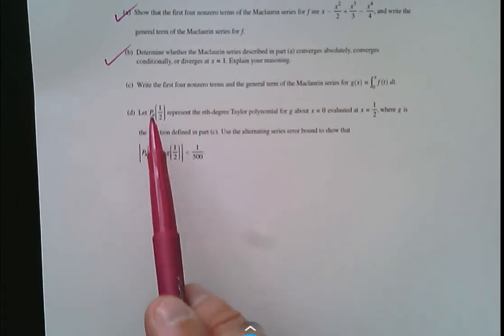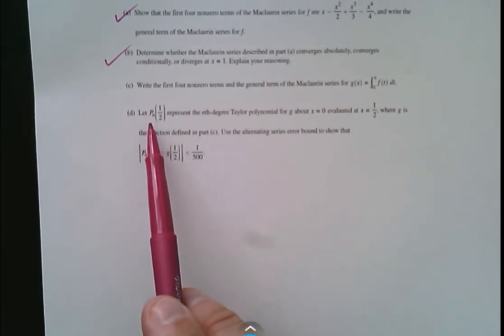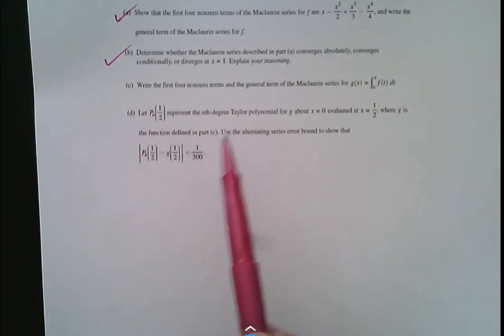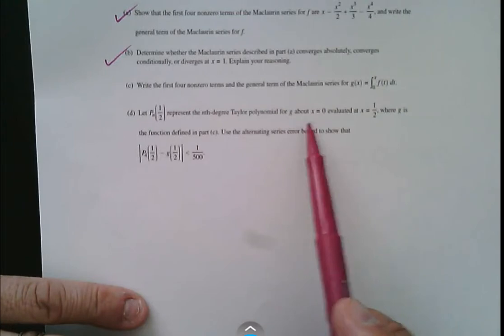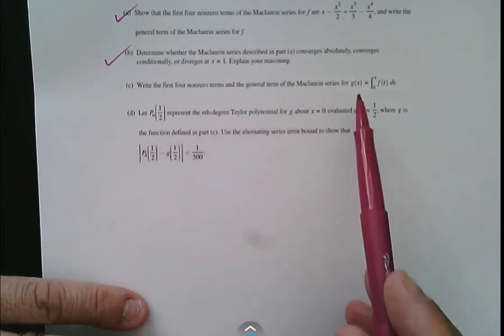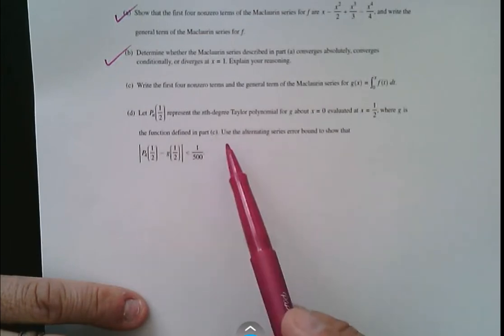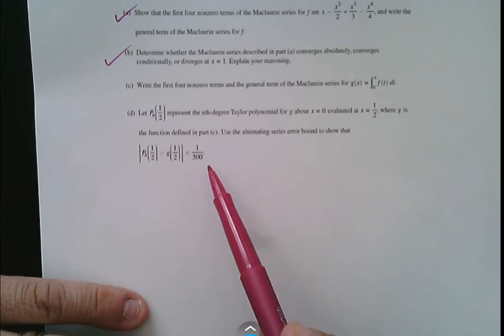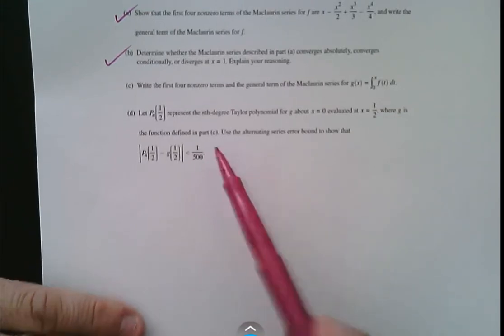Let p sub n of 1/2, the nth degree Taylor polynomial evaluated at a half, of g about x equals 0 evaluated at x equals a half, where g is the function defined in part C. I'll give that to you in a bit. Use the alternating series error bound to show that this is true.